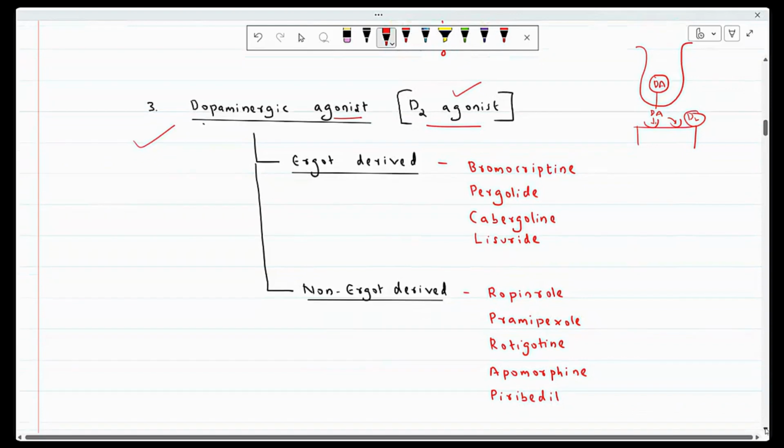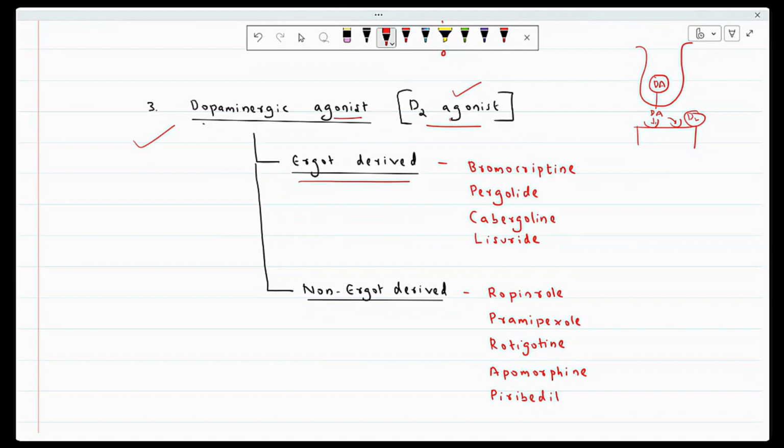The initial drugs acting as D2 agonists were obtained from the ergot plant, Claviceps purpurea, ergot. They were derived from ergot, and they had D2 binding property. They had affinity towards the D2 receptor, so they were D2 agonists. Since they are derived from ergot, we call them ergot-derived D2 agonists. The examples you need to remember are bromocriptine, pergolide, cabergoline, and lisuride. Look at the name pergolide: the name ergo is there.